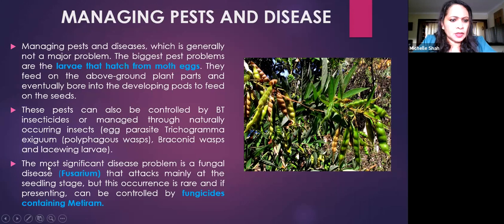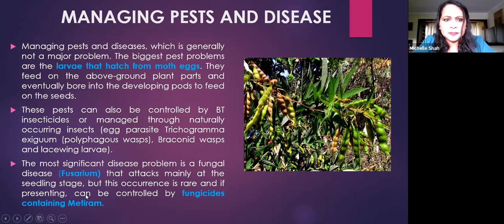The most significant disease problem is the fusarium, and that attacks mainly at the seedling stage. But this occurrence is rare, and if present, it can be controlled by fungicides containing metiram.